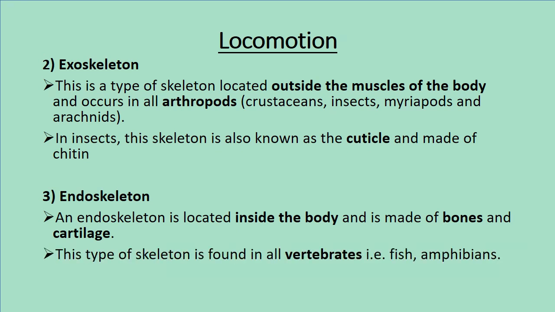So this type of skeleton is found in all vertebrates, such as fish, amphibians, humans. So vertebrates are animals with a backbone. So all animals with a backbone have an endoskeleton.